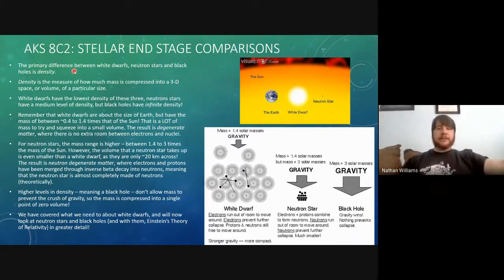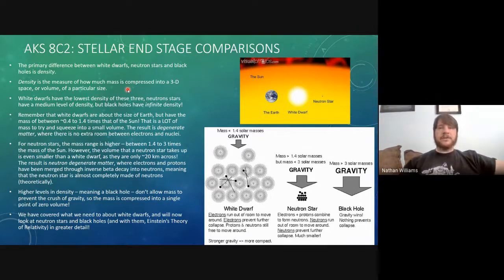And density is something you should have a pretty good idea about from chemistry class or physical science class. But just as a reminder, it's a measurement of mass compressed into a three-dimensional space or volume of a particular size. So if you want to calculate the density of an object, you would just divide the mass by the volume and you have what you need.